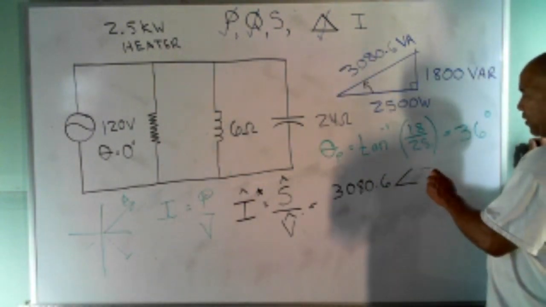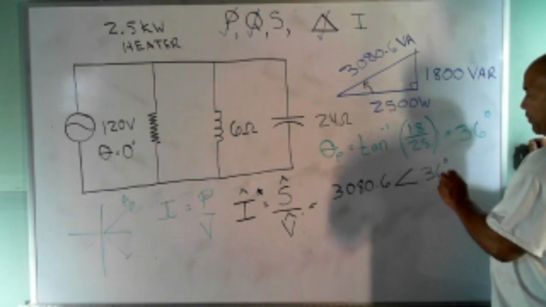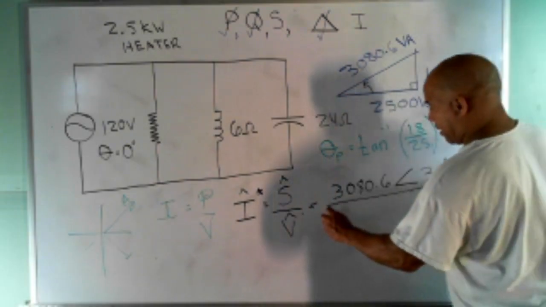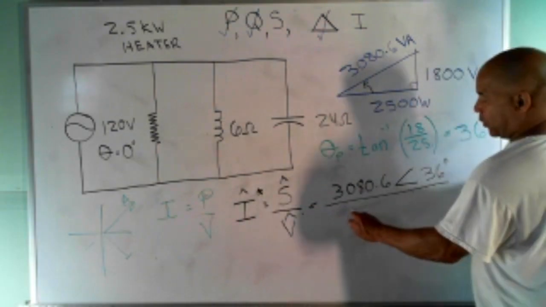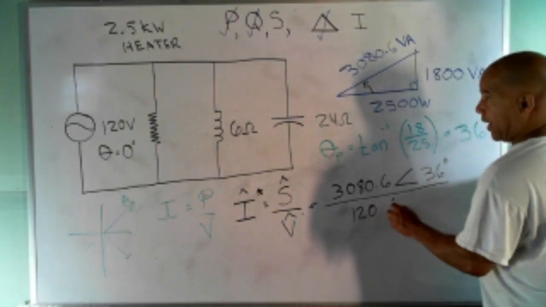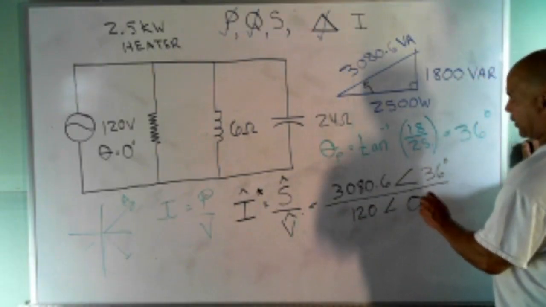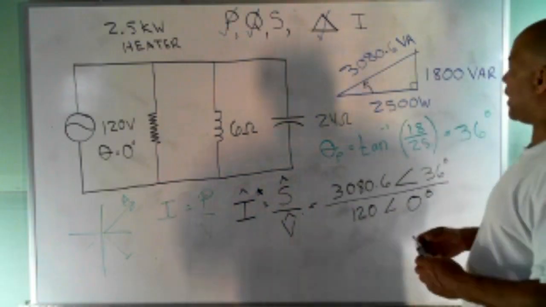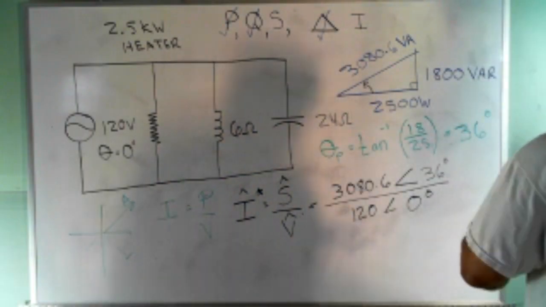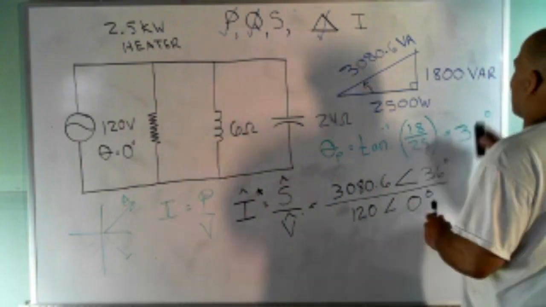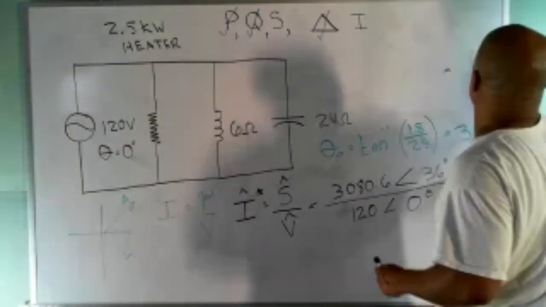So this was 36 degrees divided by V hat, they give us as 120 angle, oh that's nice, 0 degrees. So tell me what you get for the complex conjugate of the current. Let me know what answer you get.